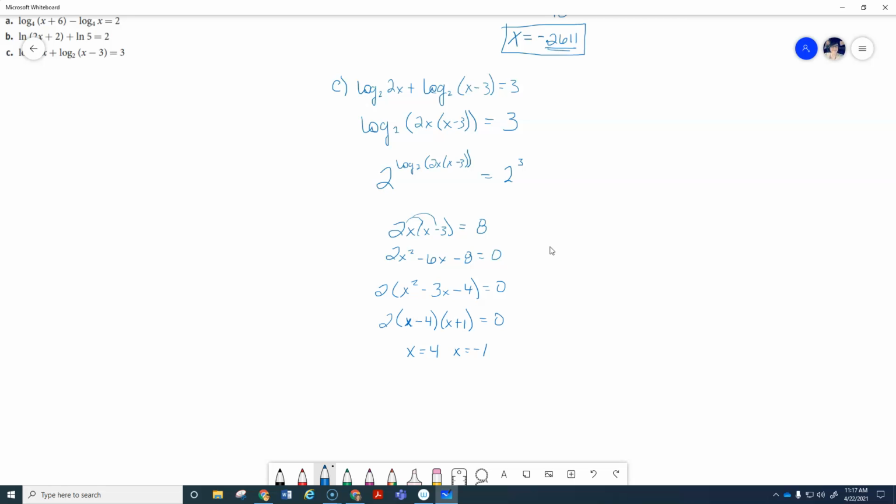But this time, when I plug in negative 1, plug in 4, you get 8 right here, you get 1 right here. That's okay. But right here, when you plug in negative 1, that'll give you a value of negative 2, and that'll give you a value of negative 4, and you can't take the log of negative 2 or take the log of negative 4. So this one is extraneous. Okay, hope that helps.